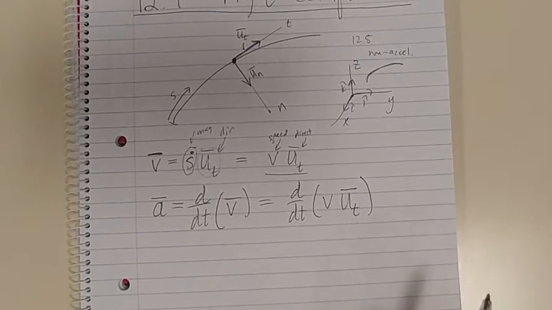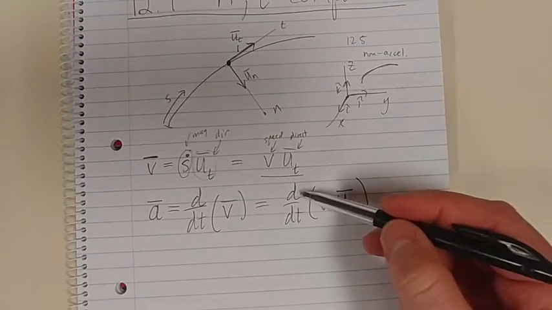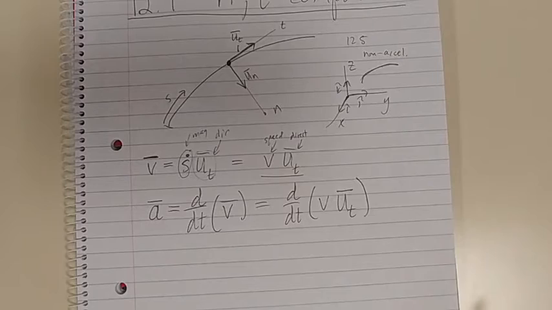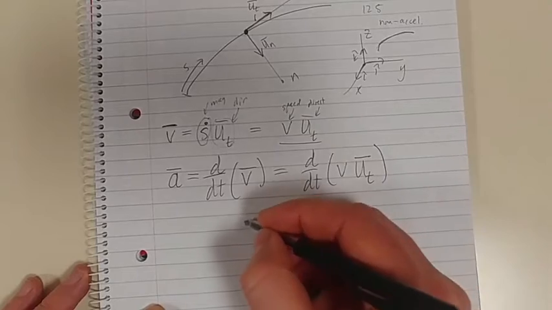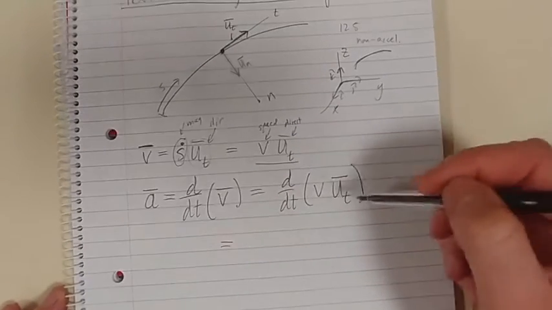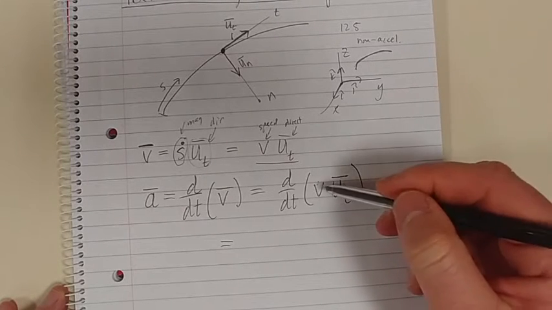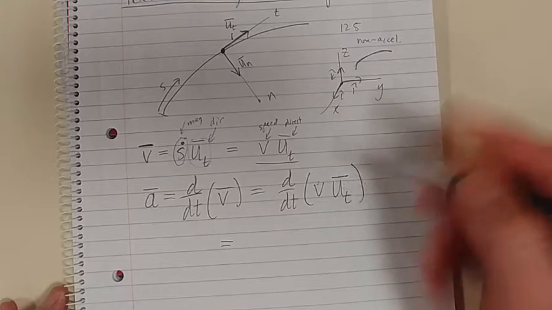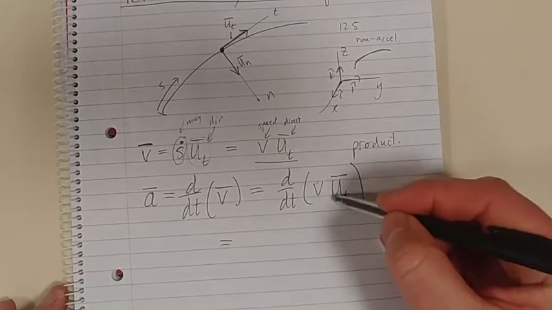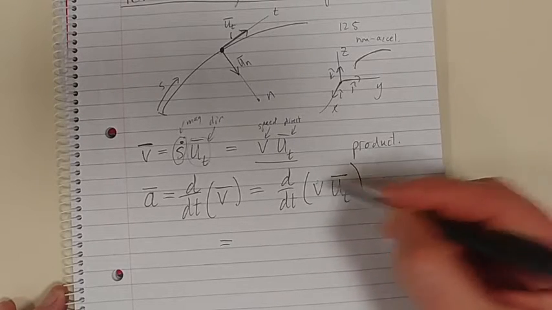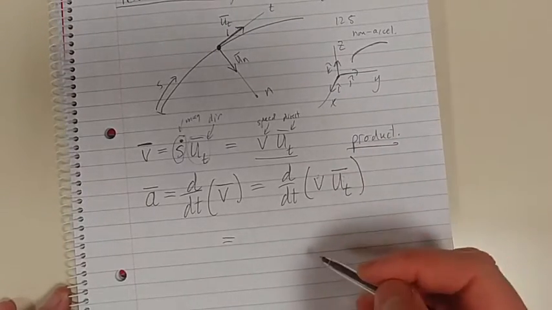Okay? Now, let's derive our acceleration. How do we get our acceleration? Well, we know that it's d/dt of our velocity, which is d/dt of this v ut. So now, this is very important for us to pick up. Both of these are changing, right? When we take the derivative, we're going to use the product rule. But now we're going to see that not only is the magnitude changing, but also the direction is changing.